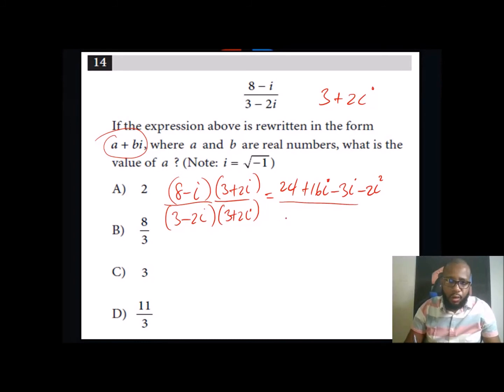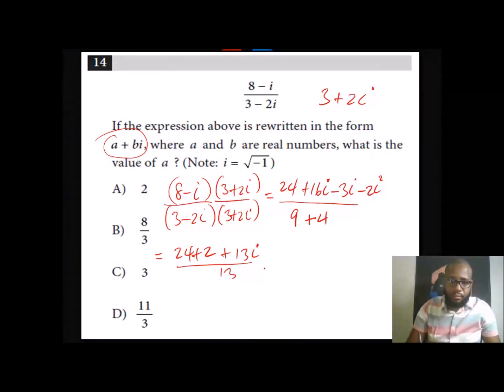And this is all over, and by now, we should be used to this, that's going to be 9 plus 4. This is a difference of 2 squares. So let's go below here. Now, this will be 24, and this is minus 2 times negative 1. So that's 24 plus 2. Plus 16i minus 3i, that's 13i, and this is all over 13. 24 plus 2, that's 26, plus 13i over 13.